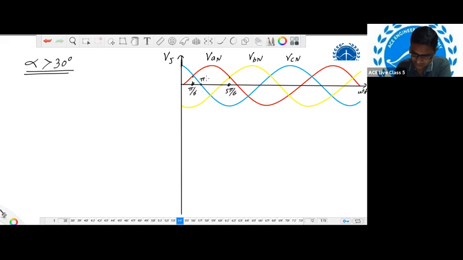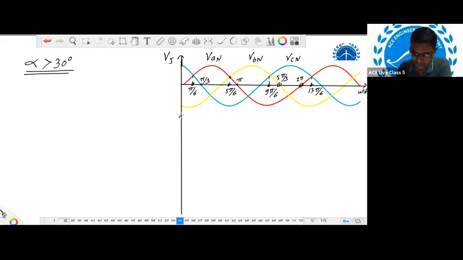This is the pi by 3 instant, right? Next, 5 pi by 6, 6 pi by 6, that is pi. 7 pi by 6, 8 pi by 6, this is 9 pi by 6. 10 pi by 6, which means 5 pi by 3. 11 pi by 6, 12 pi by 6, 13 pi by 6, right? This is your 2 pi radian. Okay, this instant is 2 pi radian.